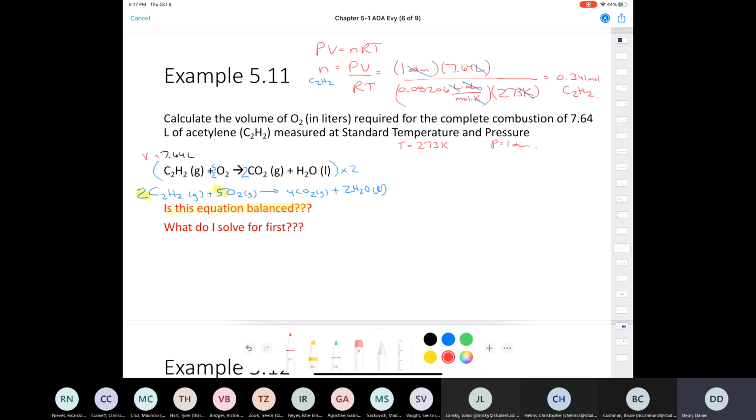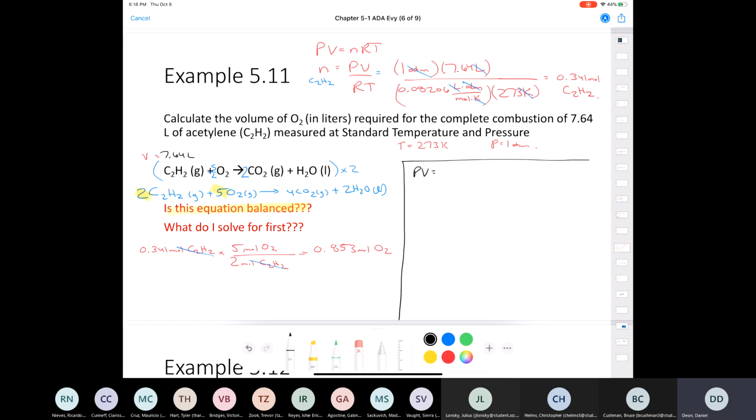Now, I can use my balanced equation to solve for the number of moles of oxygen and thus the volume of oxygen. Let me show you how. I know that I have 0.341 moles of acetylene, and from my balanced equation, I know that for every 2 moles of acetylene that are burned in this combustion reaction, I consume 5 moles of oxygen. Moles of acetylene cancel out, and I'm left over with the number of moles of oxygen. The number of moles of oxygen is 0.853 moles of O2.